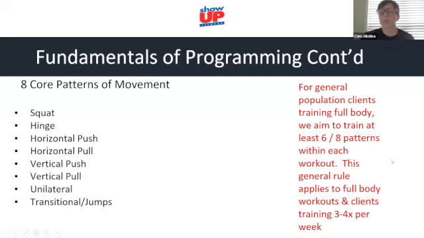So for general population clients training full body, we aim to train at least 6 of the 8 patterns with our CCA within each workout. Usually I will program the 2 core patterns of movement that I didn't hit first on that next session. All right. So with our CCA, you're only going to hit 6. Now, in certain circumstances, you might program more. Like if a client has more than an hour to train, you may program 7 of the core patterns of movement. It just depends.